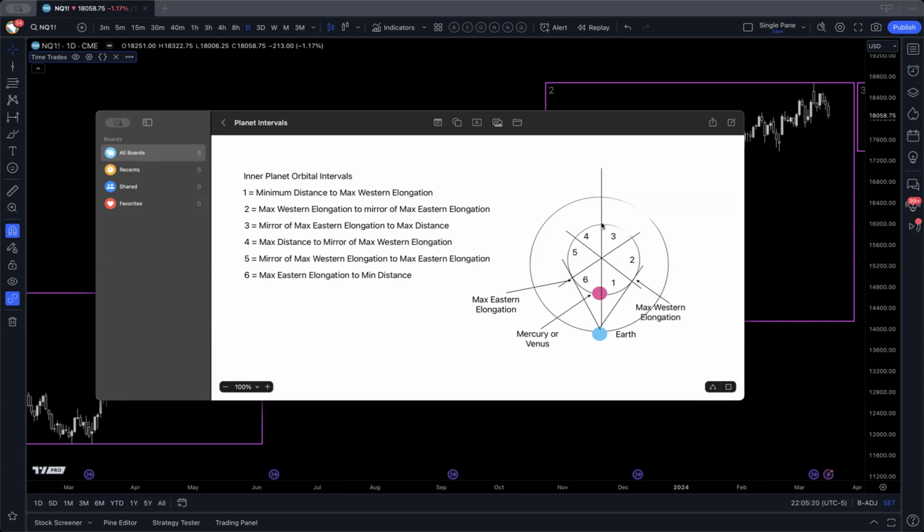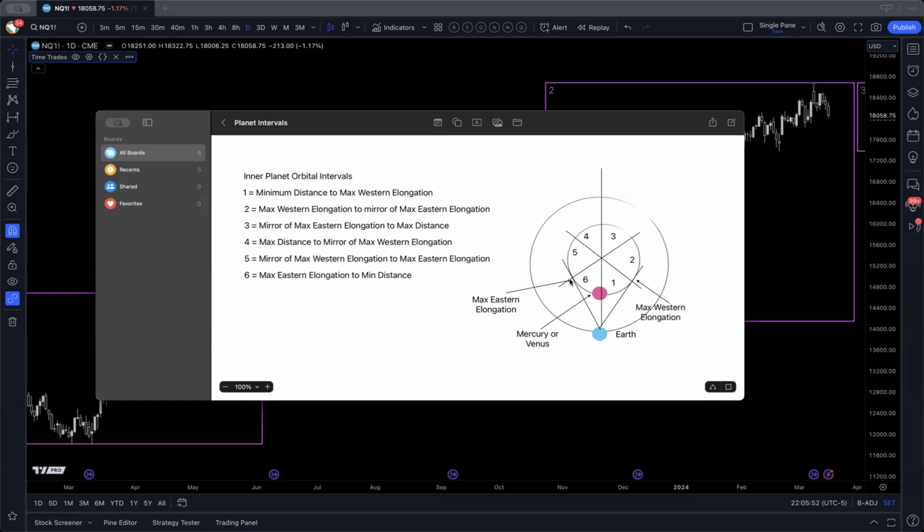Interval 3 is another Venus-Sun conjunction. That happens to be what's called the superior conjunction. That's when Venus is on the far side of the Sun relative to Earth. That kicks off interval 4. Interval 4 continues until it reaches 180 degrees opposite of maximum western elongation. And then that point kicks off interval number 5.